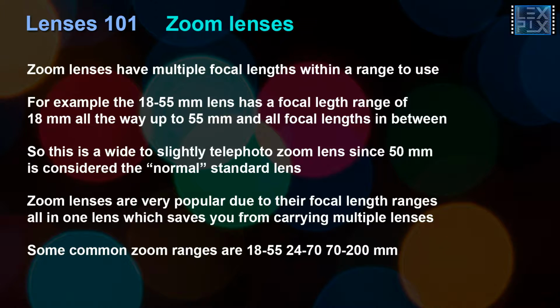Zoom lenses have multiple focal lengths within a range to use. For example, the 18 to 55 lens has a focal length range of 18 millimeters all the way up to 55 and all focal lengths in between, since 50 millimeters is considered a normal or standard lens. Zoom lenses are pretty popular due to their focal length ranges all in one lens, which saves you from carrying multiple lenses. Some common zoom ranges are 18 to 55, 24 to 70, or 70 to 200.